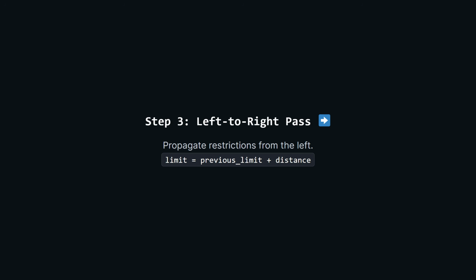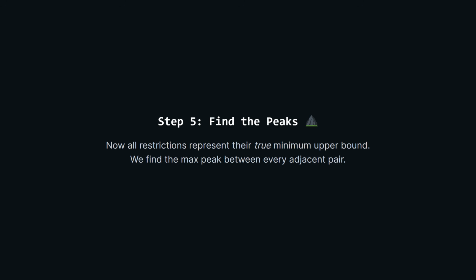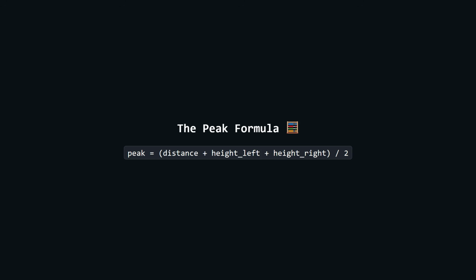Next, we do a left to right pass. We look at each restriction and update it if the restriction to its left forces it to be even lower than its current limit. Then we do the exact same thing but from right to left, making sure no building is taller than what the restriction to its right allows. After those 2 passes, every restriction reflects its true, safest upper bound. Finally, we just calculate the tallest possible peak that can fit between every pair of restricted buildings. The math to find that peak is simple. We take the distance between the 2 buildings, add both their heights, and divide the whole thing by 2.